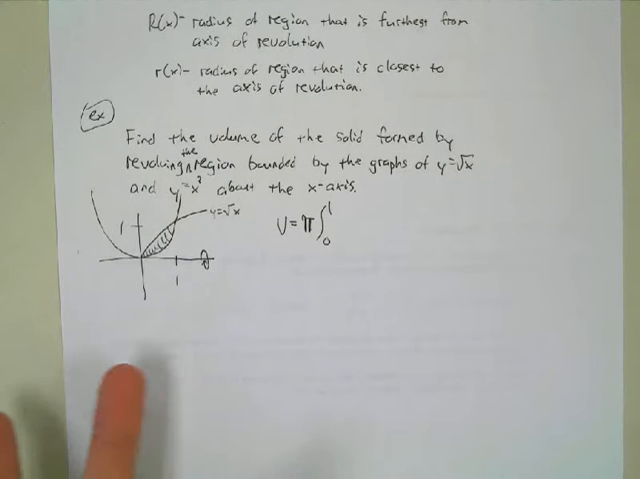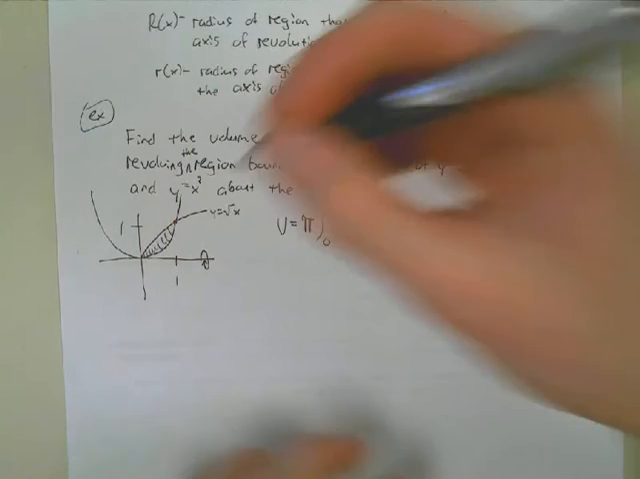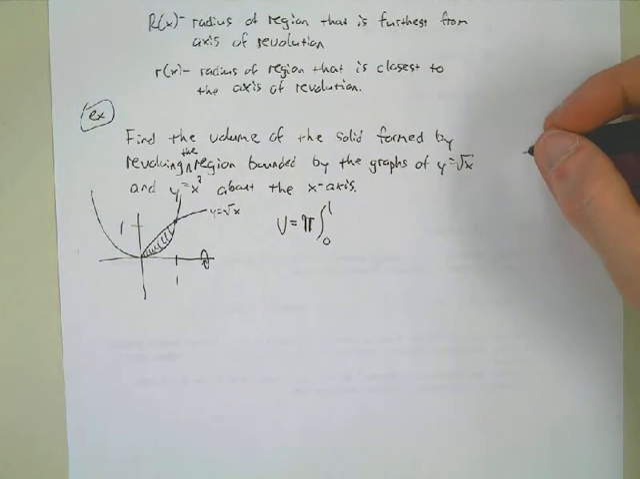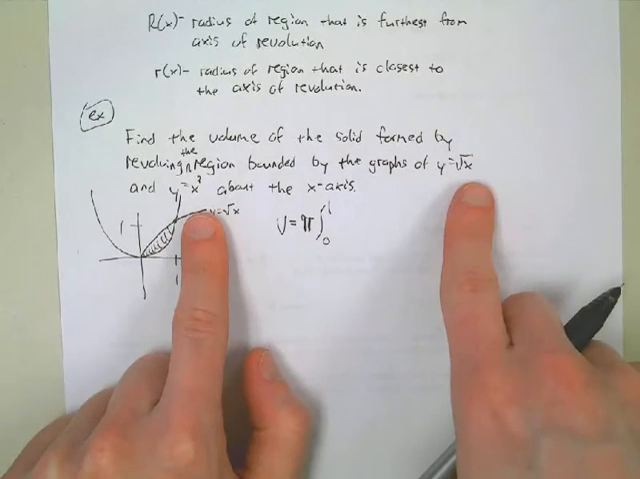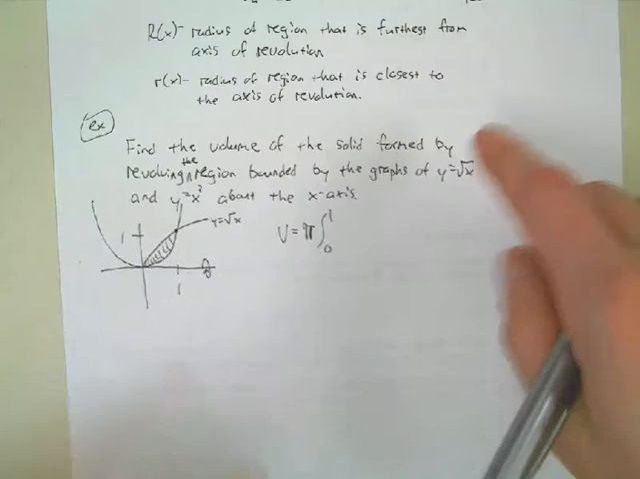And again, that intersection point you can find by using the graph, or if we don't have our graphing calculators, we set these two things equal to each other and then solve for x. But 1 is the answer there. So integral from 0 to 1.